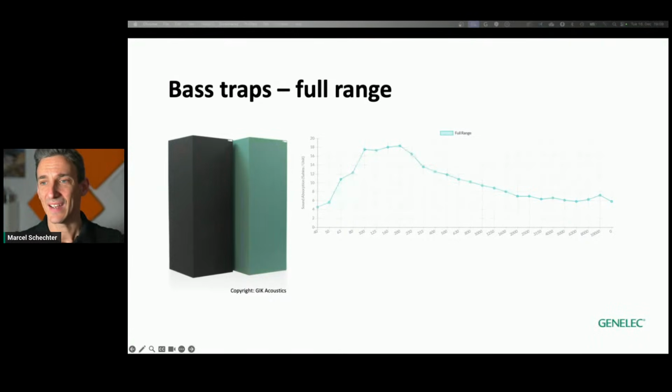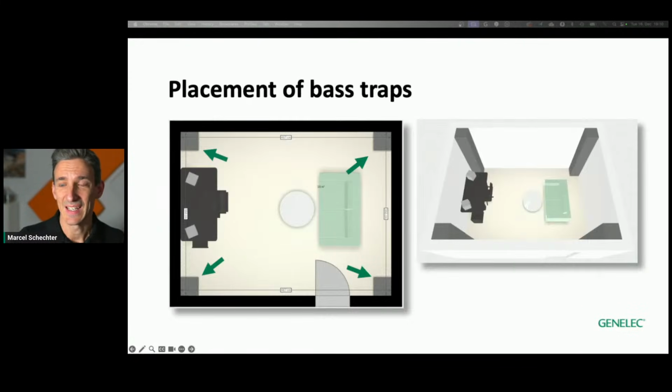And always check somehow the measurements the manufacturers show. So they should be able to show it to you, because then you can clearly see where a bass trap, for example, is really effective. For example, this one gets effective at around 80 to 100 Hertz, but not lower, although it's already a really large one. And usually bass traps should just be placed in the corners because there we have most of the bass energy.